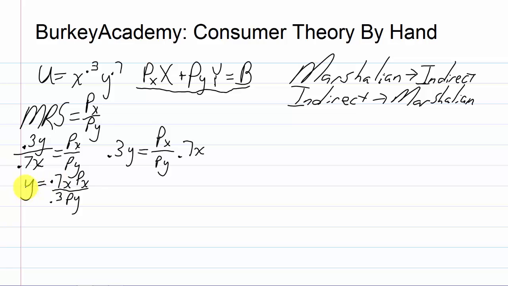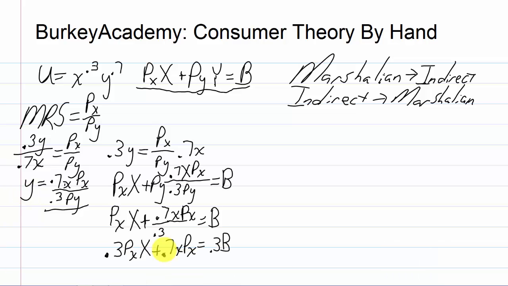So now that we know that y is equal to this expression, 0.7x times p of x over 0.3 times p of y, we can substitute this expression into the budget equation for y, and then we can solve it for x. So again, I encourage you to pause the video and do this, and I'll show you the result.